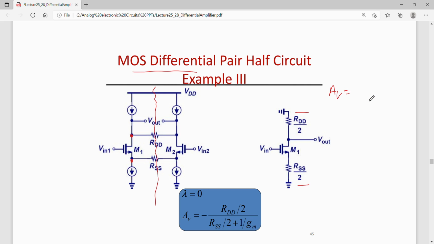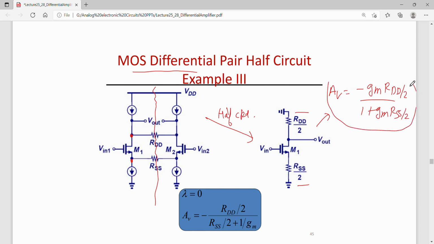One can find out the gain. In fact, we had calculated earlier that the gain would be minus GM RD by 1 plus GM RS for this circuit. And this is actually the half circuit, so I should write that this is a half circuit from here. The gain is this much, where RD is RDD by 2 and RS is RSS by 2. So the total gain is this much, which is also mentioned over here.